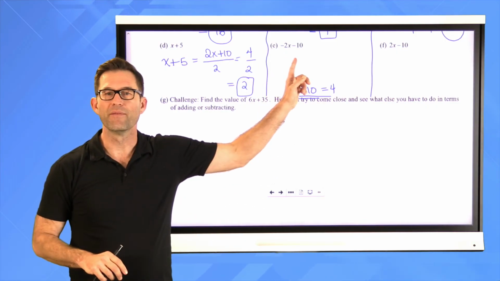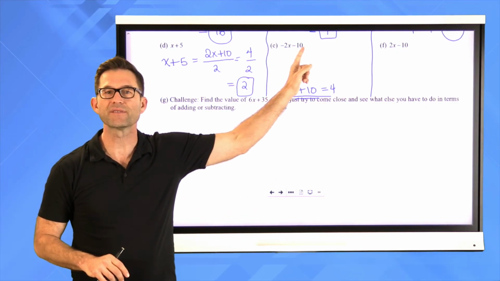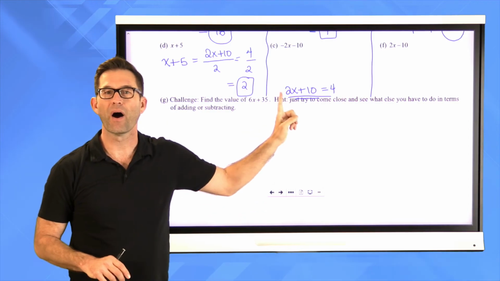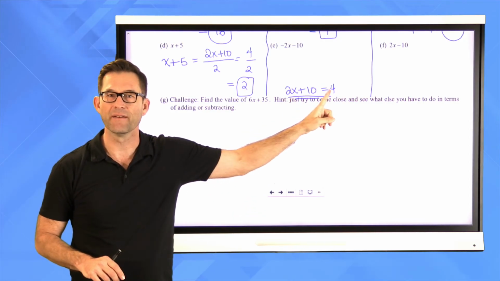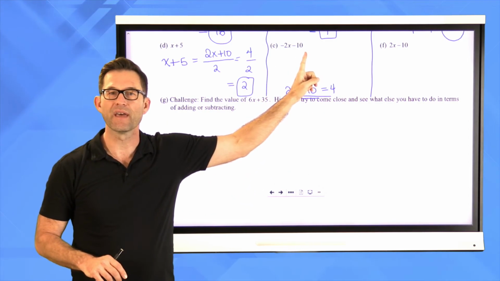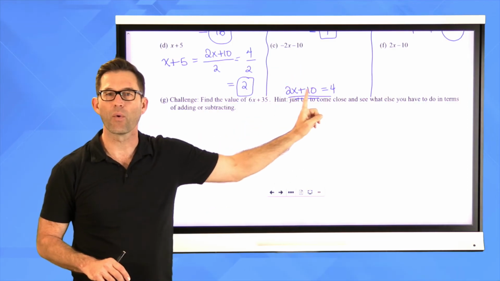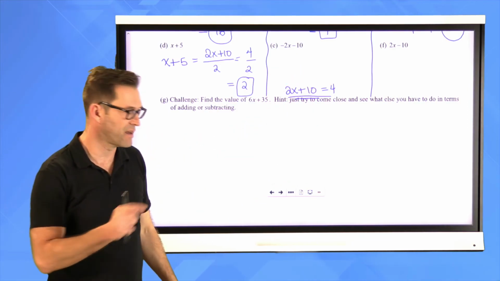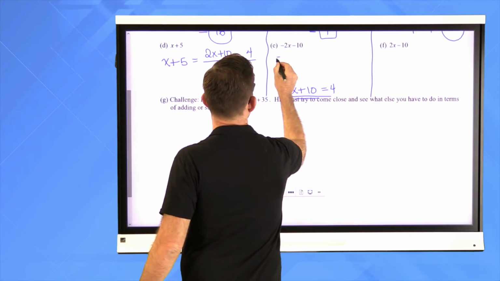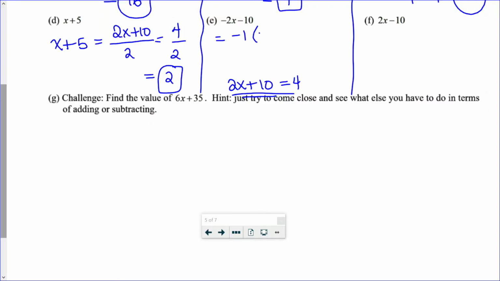Now letter E might have been very simple. Here we have negative 2x minus 10 compared to positive 2x plus 10. Well, negative 2x minus 10 is simply the opposite, or better yet, 2x plus 10 times negative 1. This is the same as negative 1 times 2x plus 10. That's going to be negative 1 times 4, and that's going to be negative 4.